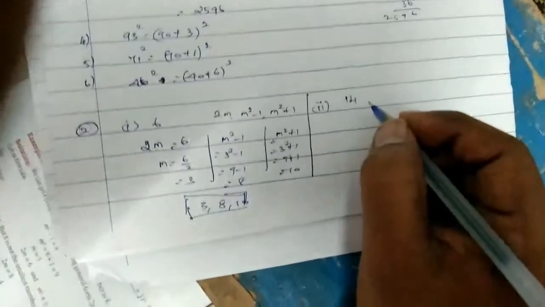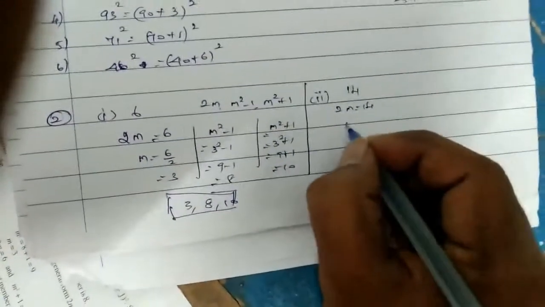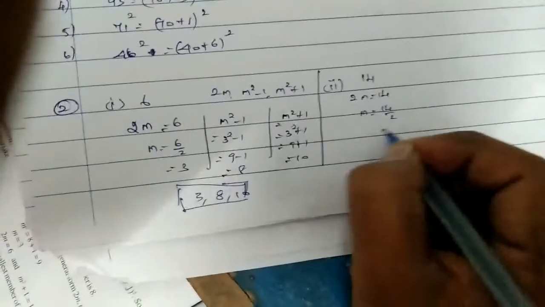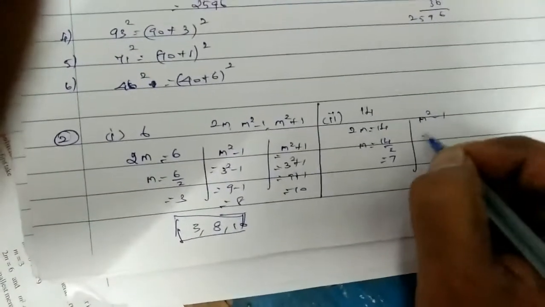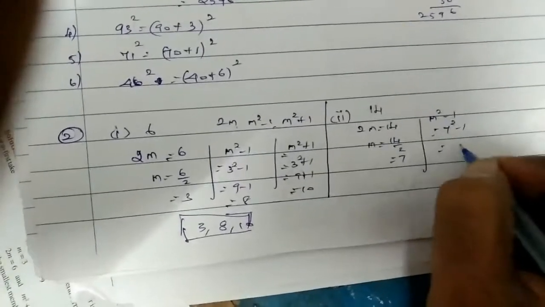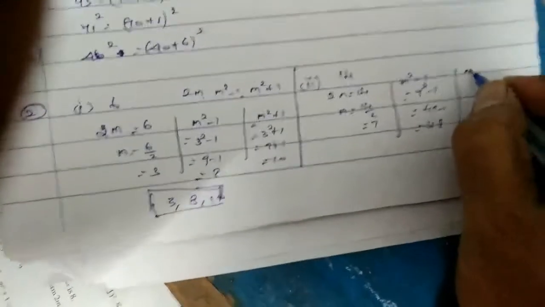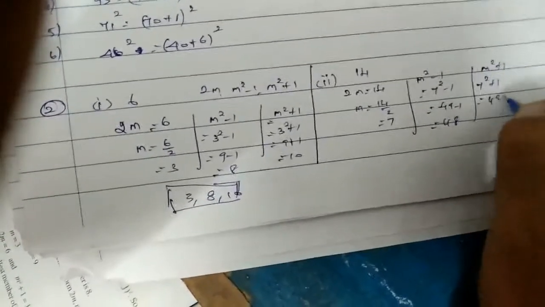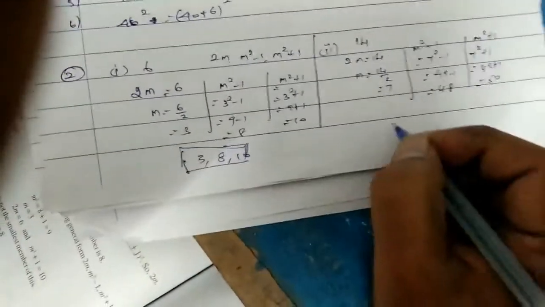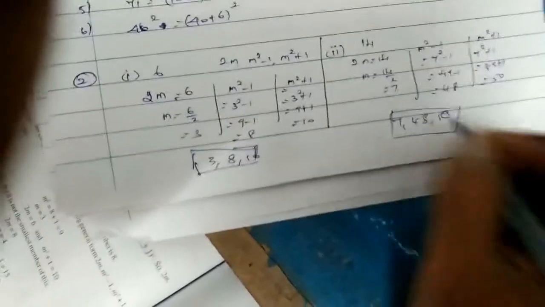Next, 14. We know that 2m equals 14, so m equals 14 by 2, so 7. Then m squared minus 1 equals 7 squared minus 1, so 49 minus 1, 48. m squared plus 1 is 7 squared plus 1, so 49 plus 1, so 50. So 14, 48, 50 is the Pythagorean triplet for this number.